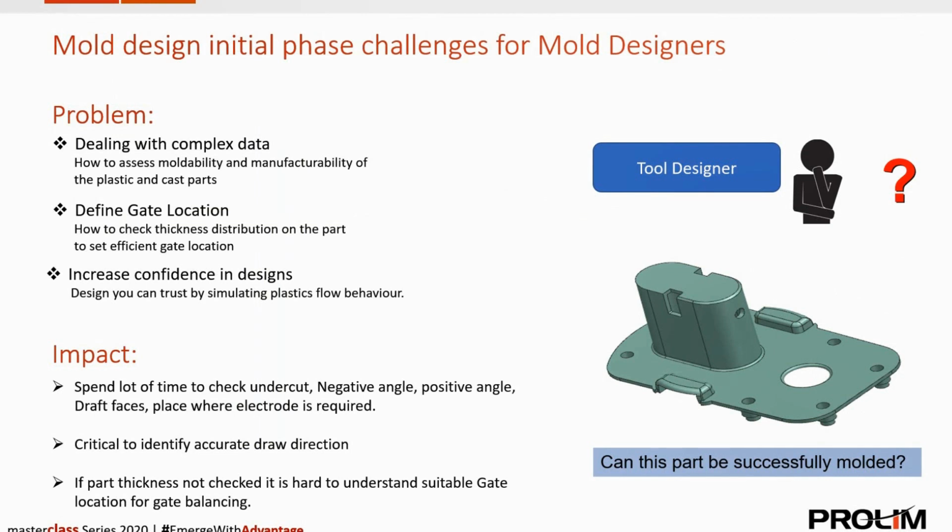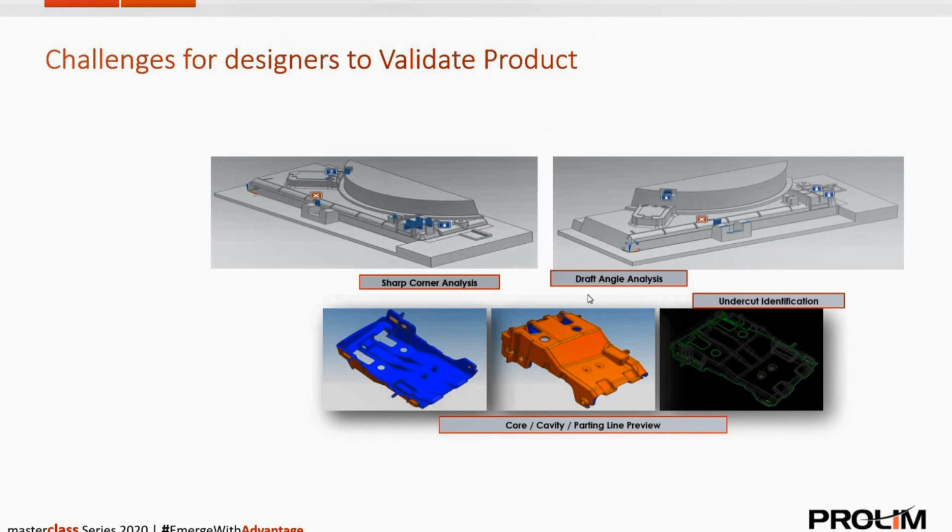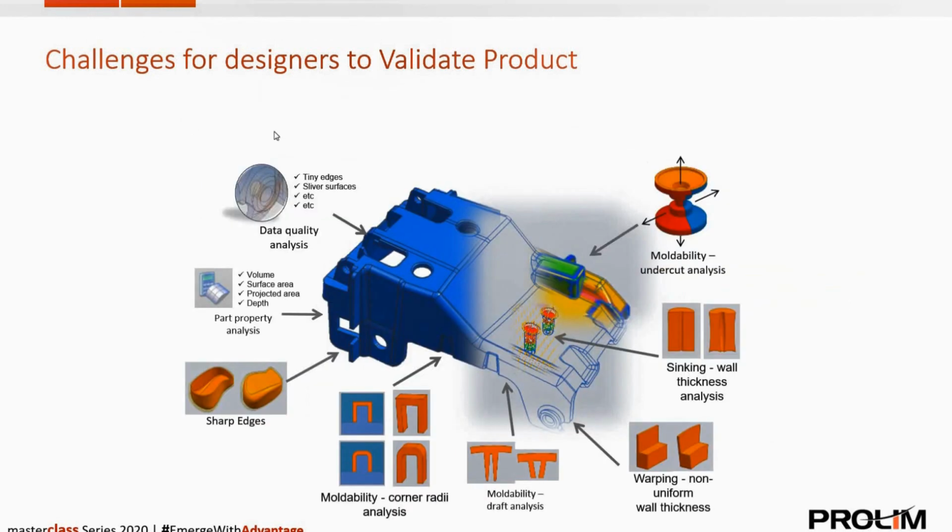The impact of these issues is that designers spend a lot of time checking undercuts, negative angles, positive angles and draft faces, and it is critical to identify the accurate draw direction. If part thickness is not checked, it is hard to understand a suitable gate location for gate balance. The challenge for designers is to validate products: sharp corners, draft angle, undercut, core and cavity areas, tiny objects, sharp edges, moldability of the part, warping issues and sink marks.